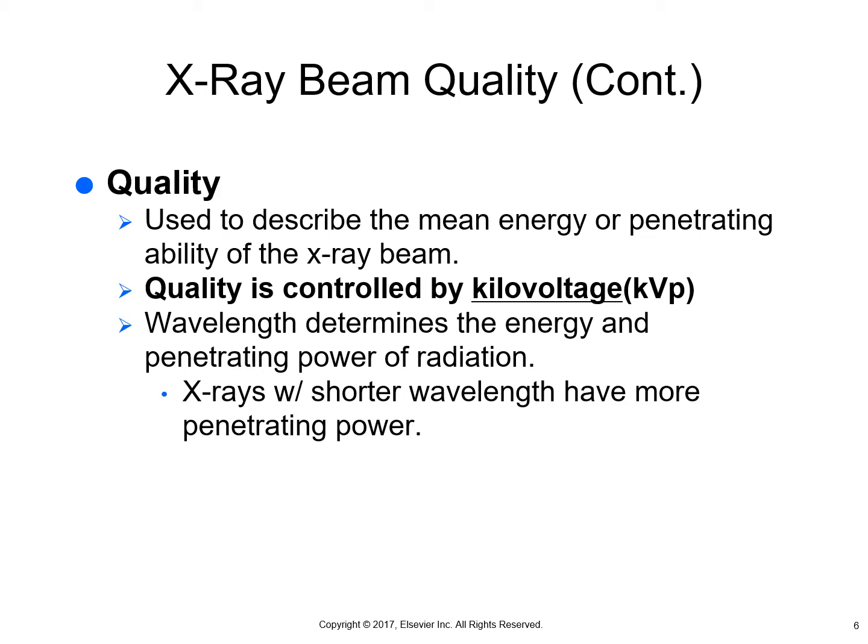Again, kVp is going to be associated with quality. I would definitely remember that. It's used to describe the mean energy or penetrating ability of that X-ray beam. Quality is controlled by kVp. And remember talking about wavelength in the last chapter when we were talking about the electromagnetic spectrum and how the more penetrating rays have a shorter wavelength and a higher frequency. Kilovoltage controls that. So we're applying this to the information that you learned in the last chapter.